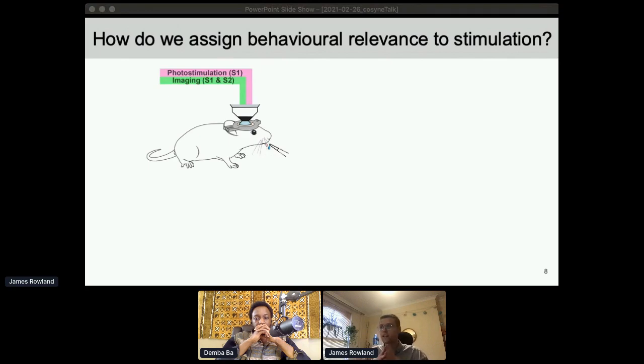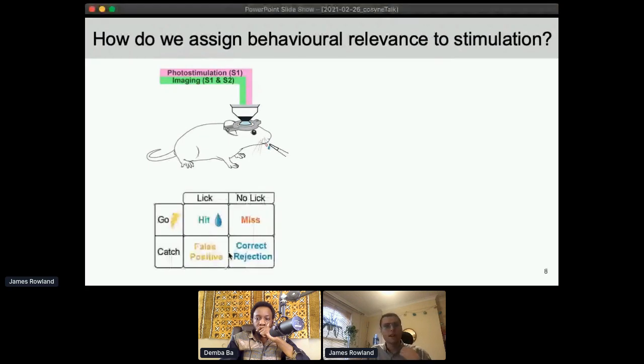So this intentionally non-naturalistic task has an advantage over classical sensory-guided behavior tasks because we know that the activity we're recording in S1, as well as the regions S1 is connected to downstream, are causally driving the behavior. So we have two different trial types, go and catch trials. On go trials, we photostimulate groups of neurons in S1. If the animal responds to the stimulation by licking, we score that as a hit, and the animal is rewarded. If the animal fails to perceive our stimulation, we score that as a miss, and the animal receives no reward.